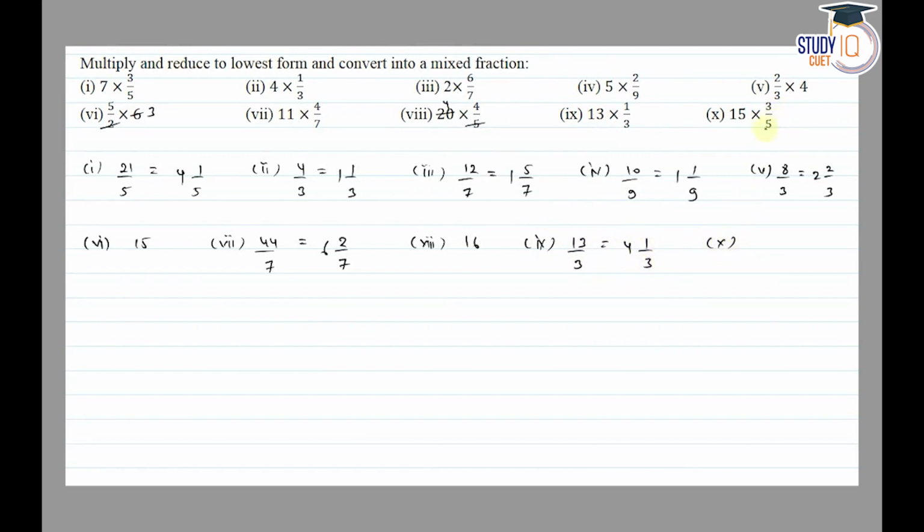Then 10th, 5 से 15 कैंसिल आउट हो जाएगा 3 times, so 3 into 3 is equal to 9. So these all are the fractions, and these 15, 16 and 9 are the whole numbers. Thank you.